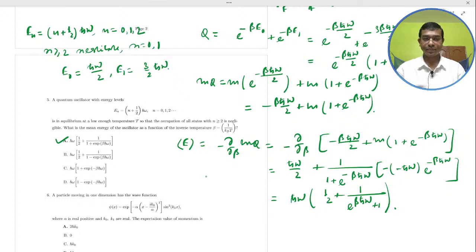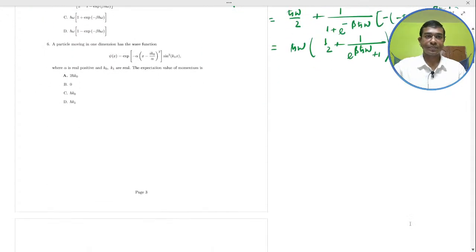Next, go ahead. Question number 6. A particle moving in one dimension has the wave function psi of x equal to exponential of minus alpha into x minus i k naught by alpha, whole square, sin square k1 x, where alpha is real positive and k naught and k1 are real. The expectation value of momentum is what? Expectation value of the momentum.